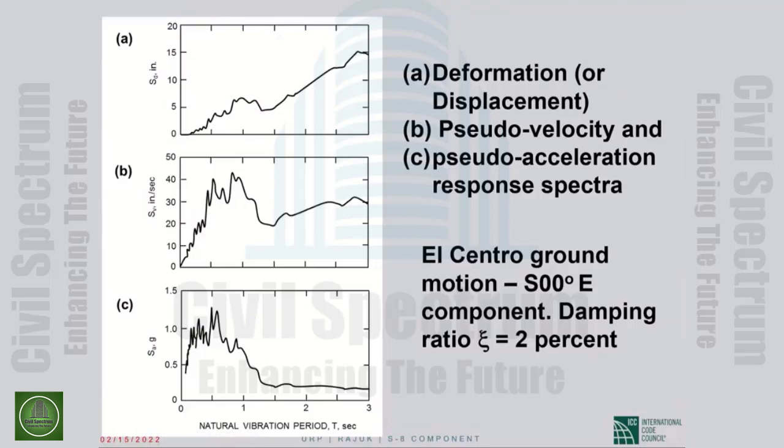I absolutely want to emphasize that as we went from one slide to the next, the damping didn't change. We remained at 2% of critical, and the ground motion didn't change. We are talking about the north-south component of the 1940 El Centro motion. So we have obtained for that ground motion and for 2% of critical damping the displacement spectrum, the pseudo velocity spectrum, and the pseudo acceleration spectrum.